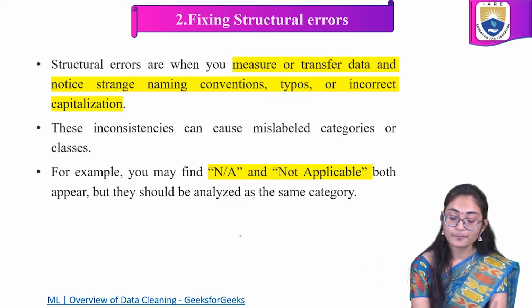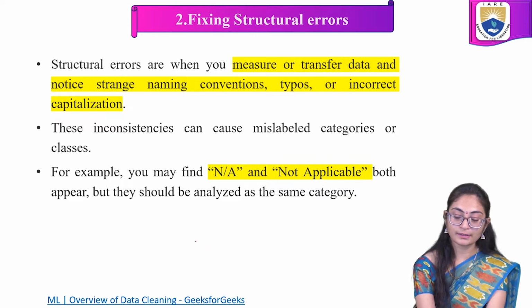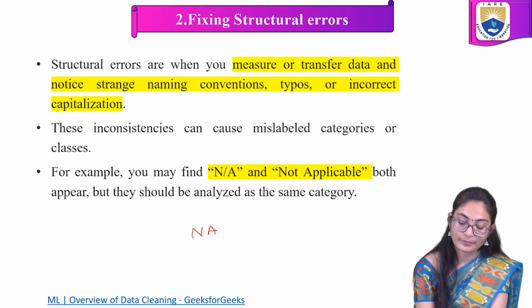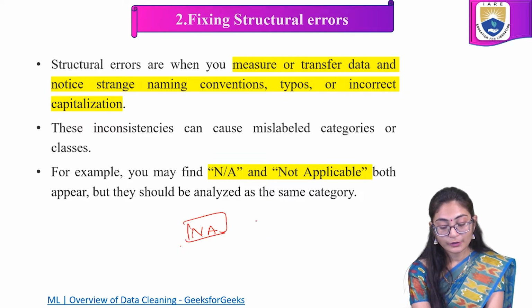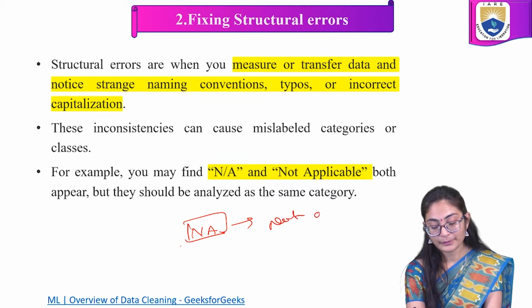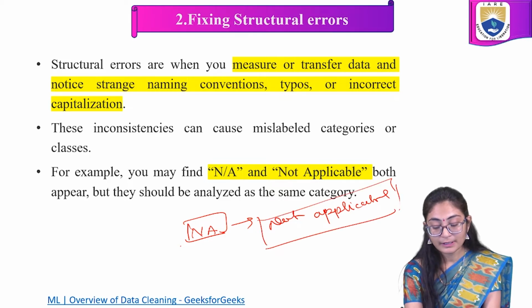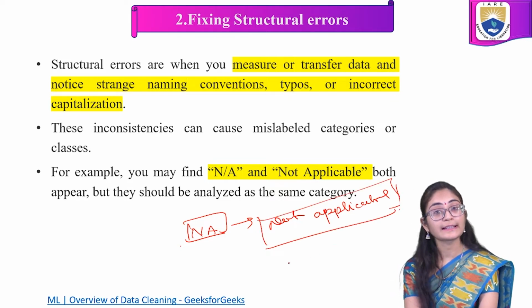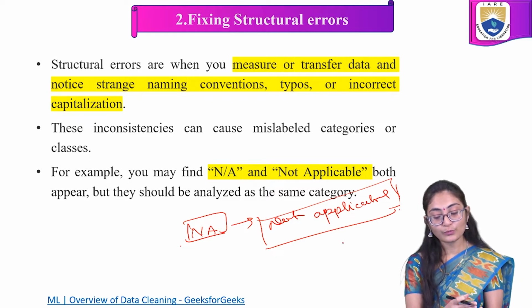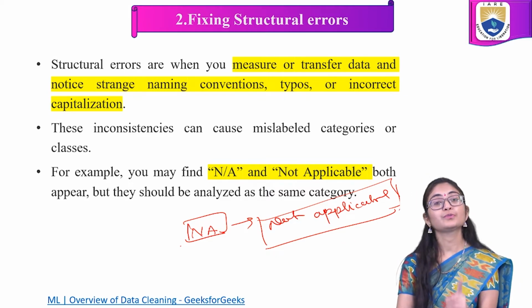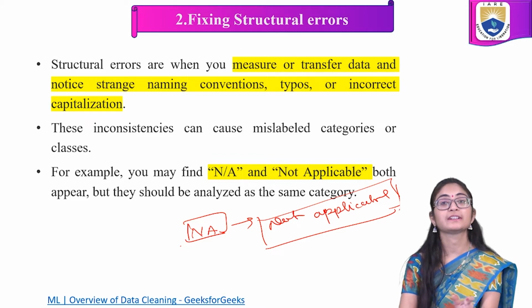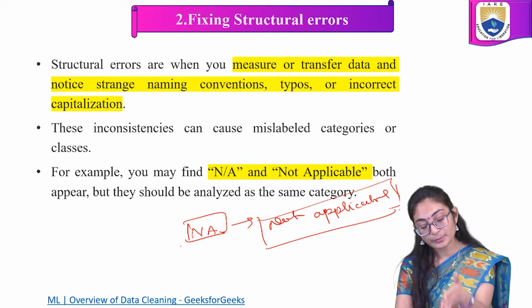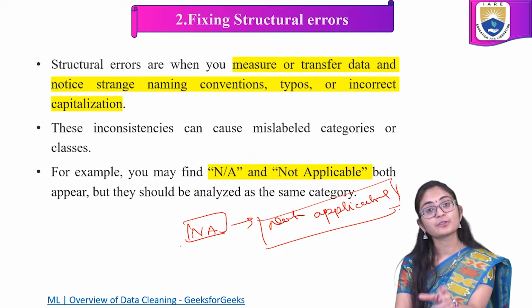That means if you have to write any values in your table, then you have to follow only this value. You cannot write "not applicable" in one place and "N/A" in another. You have to follow only one structure. You cannot change the structure in the middle of the data, in the middle of the data set.